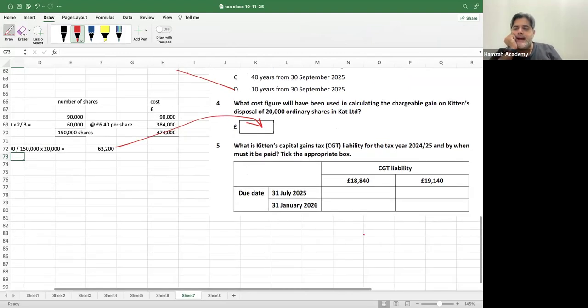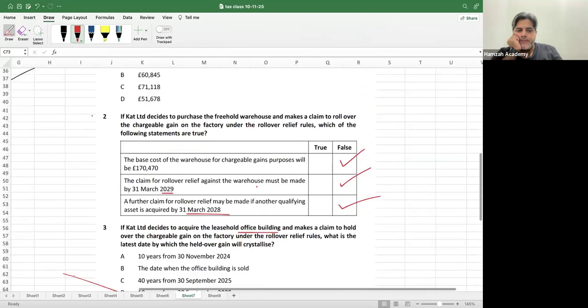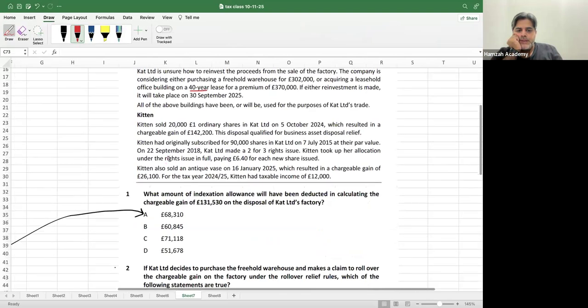Then, what is Kitten's capital gains tax liability for the tax year 24-25 and by when must it be paid? Now, we have to calculate for the Kitten over here. This is the Kitten.